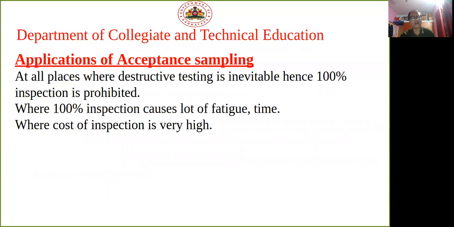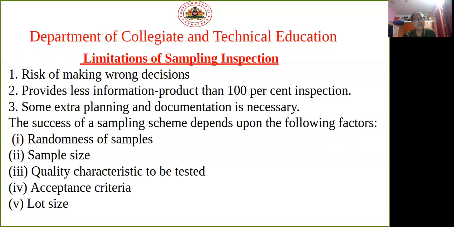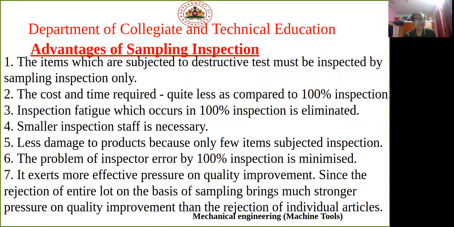Then we studied the applications. We use it in destructive testing, where there is a lot of fatigue in 100% inspection, and where there is a high cost. We have studied seven advantages of acceptance sampling. The items are subjected to destructive tests, that's why we use it. Cost and time are less, fatigue is less. That's why we are using acceptance sampling.